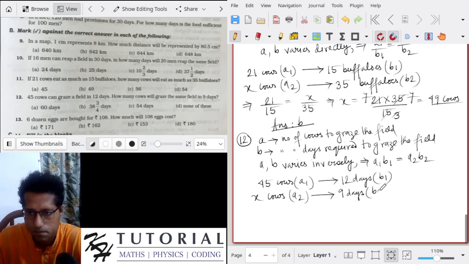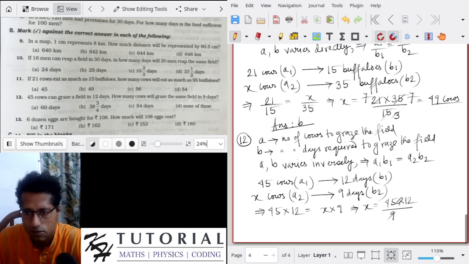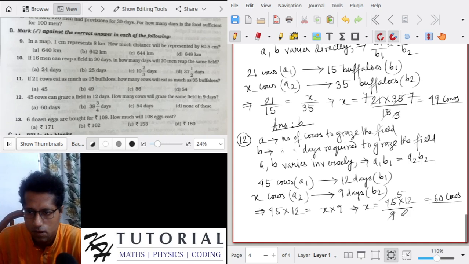This is A2, can graze the same field in 9 days. This is B2. So applying the formula A1 B1 equals A2 B2, we have 45 into 12 equals X into 9. This implies X equals 45 into 12 divided by 9. This is 5 into 12, which equals 60. So 60 cows will graze the field in 9 days.